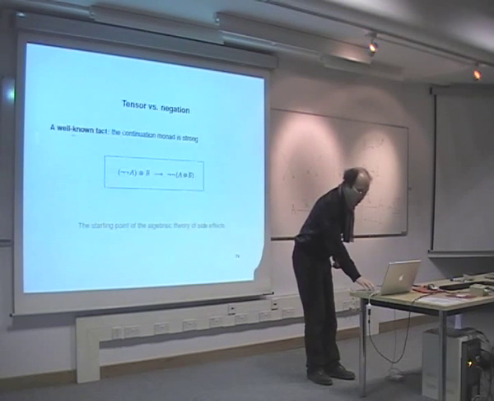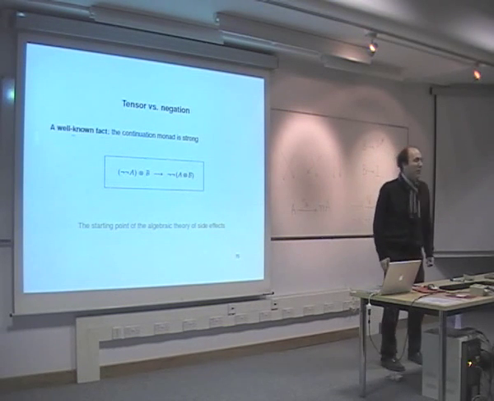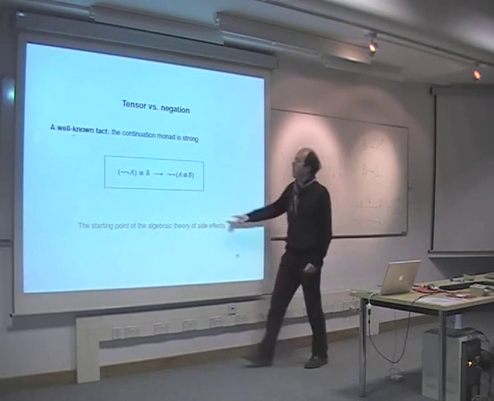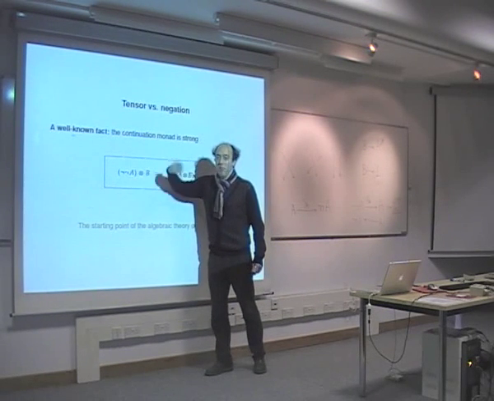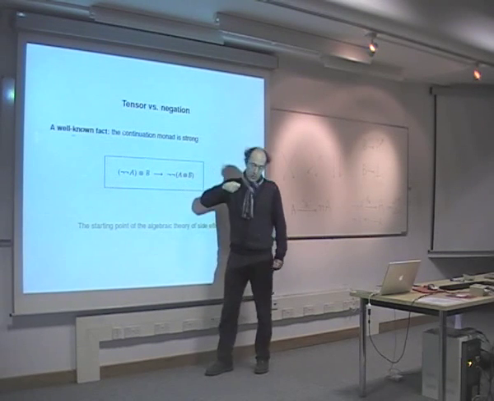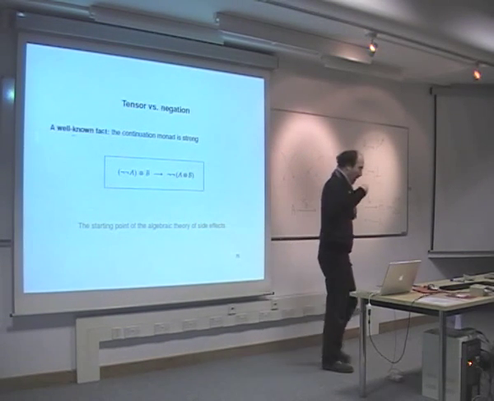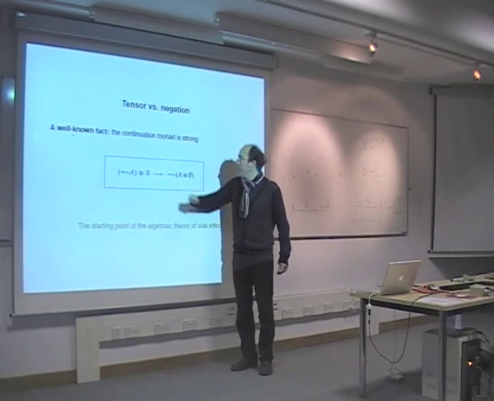So what happens when a tensor meets a negation? We know something, which is a good starting point: there is a strong monad somewhere. Double negation defines a monad, and we have this map here, which says that the double negation monad, the continuation monad, is strong.